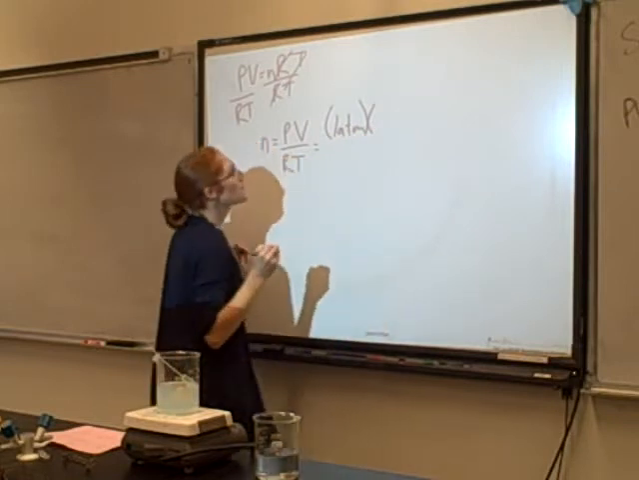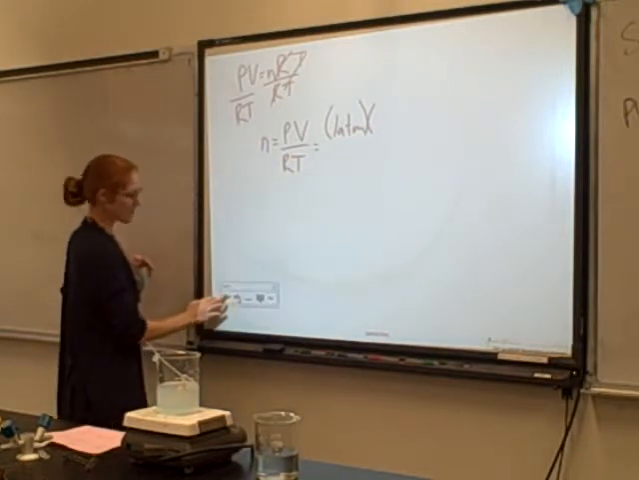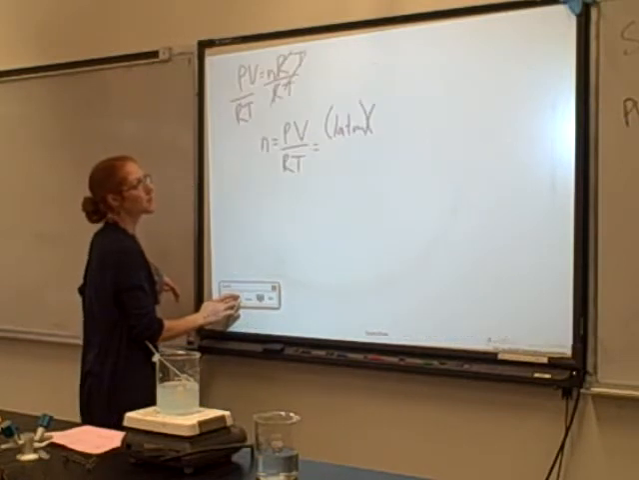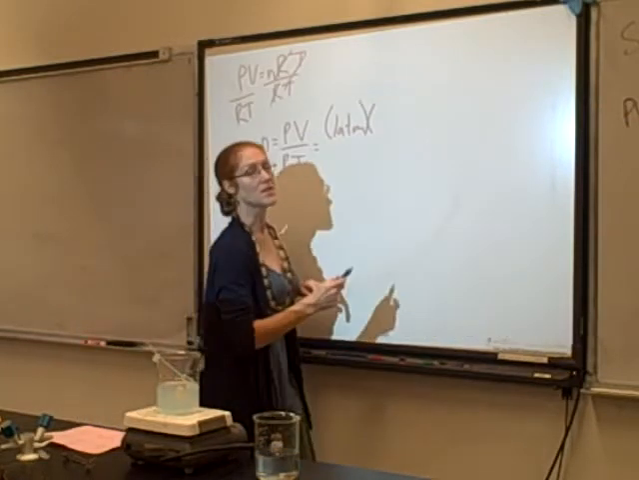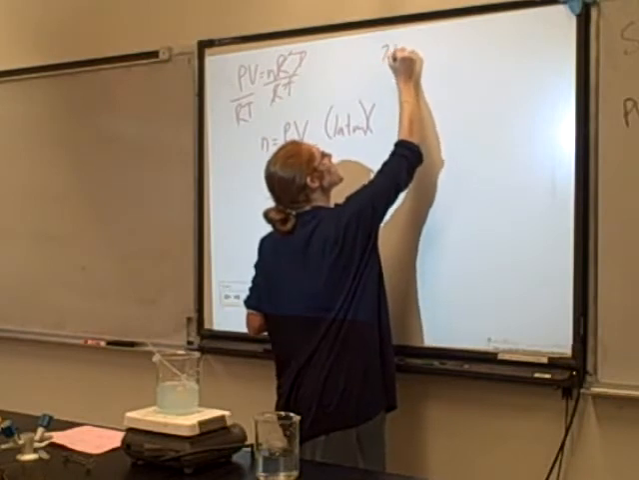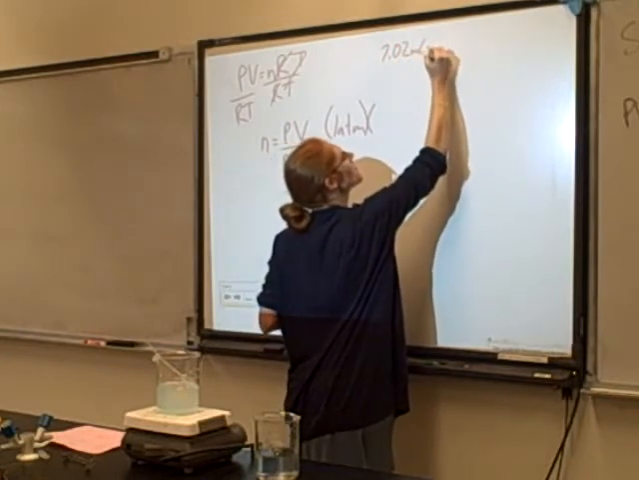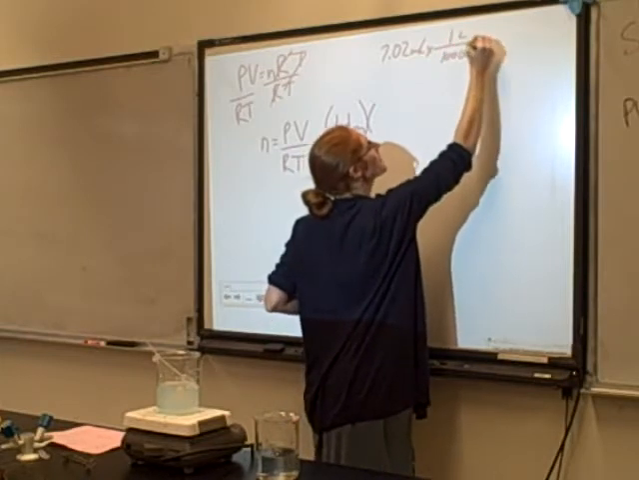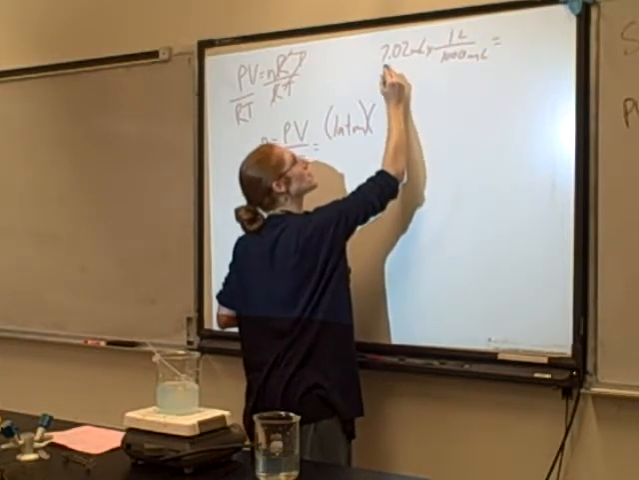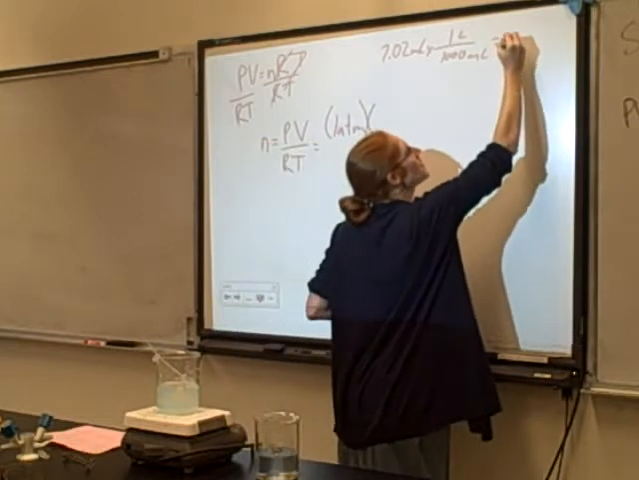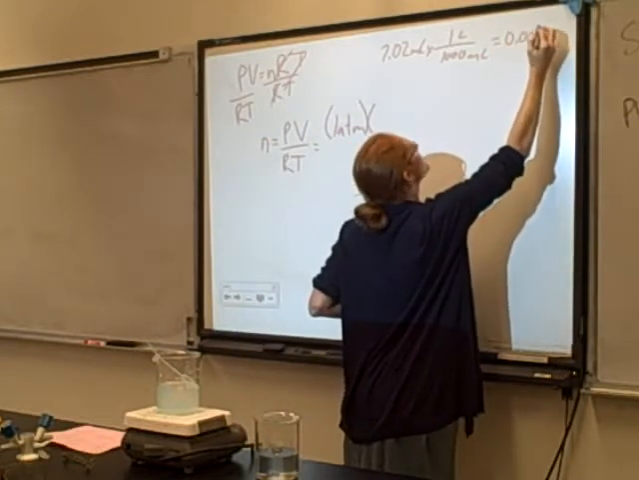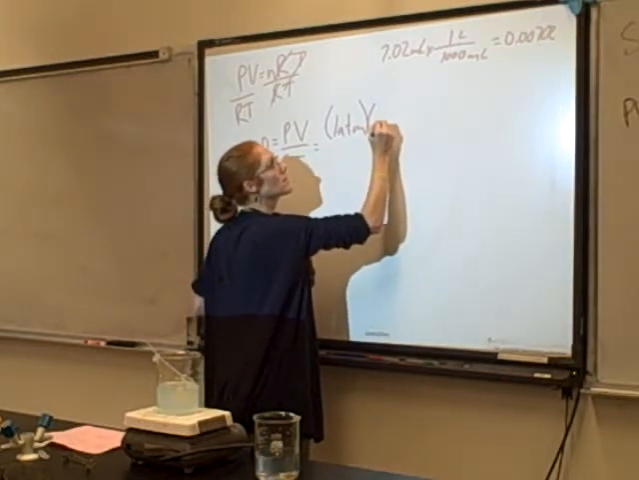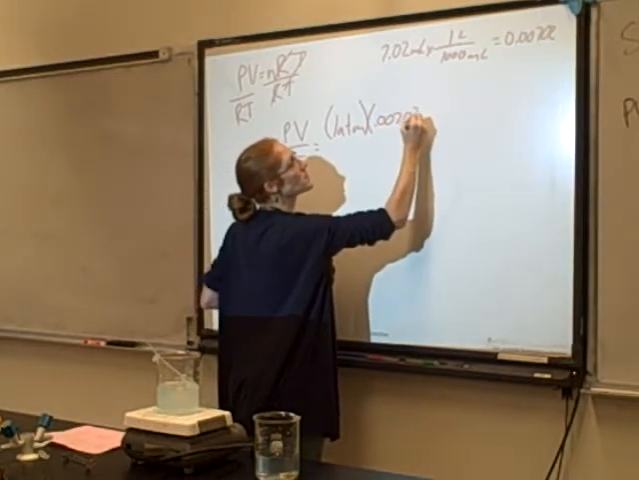Convenience. And the volume is what we just figured out. So the volume was 7.02 milliliters. I know for PV equals nRT I need to use liters. So if I have 7.02 milliliters, there's 1,000 milliliters for every 1 liter. Okay, I'm dividing by 1,000. I'm going to go 1, 2, 3. So 0.00702. There's that many liters. 0.00702 liters.